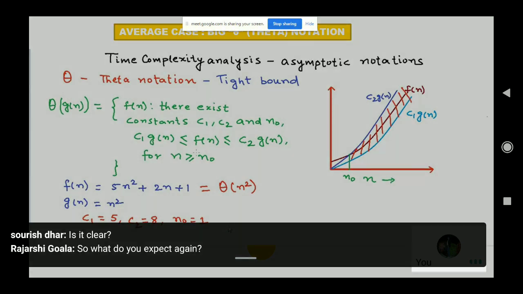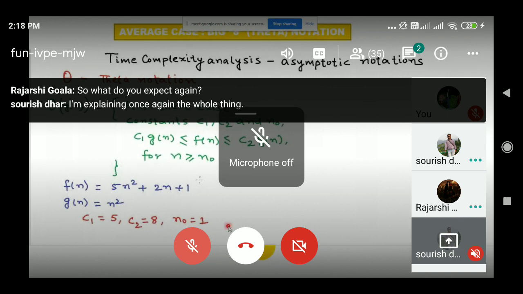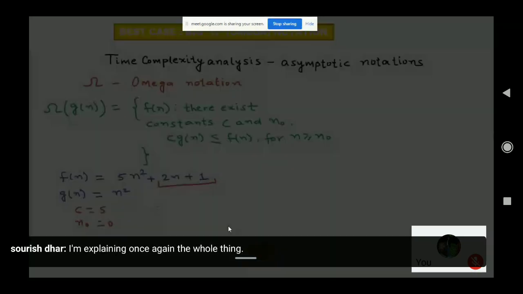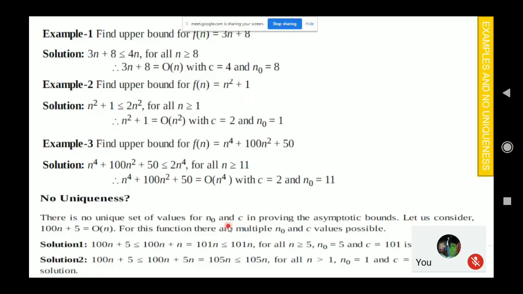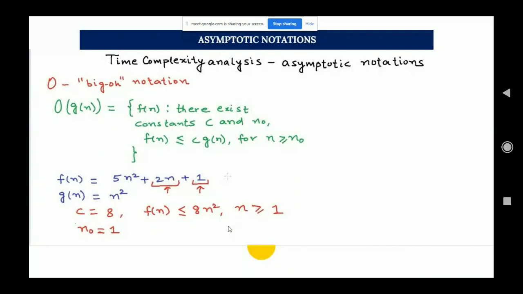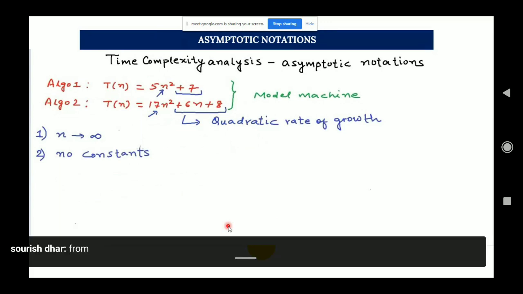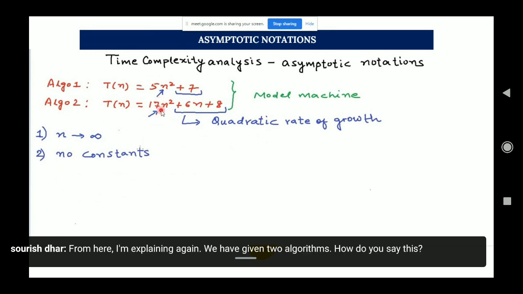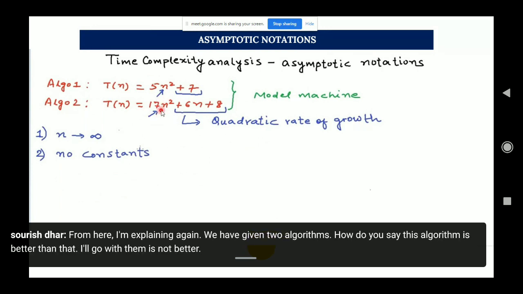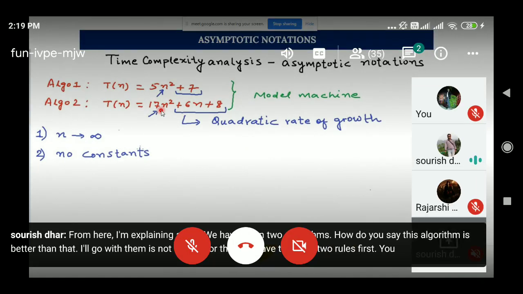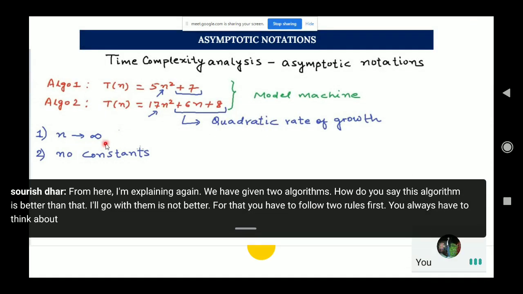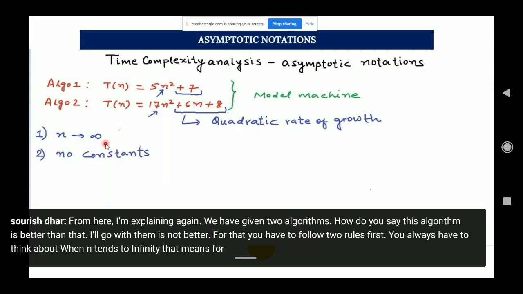I'm explaining once again the whole thing. From here, I'm explaining again. We have given two algorithms. How do you say this algorithm is better and that algorithm is not better? For that, you have to follow two rules. First, you always have to think about when n tends to infinity. That means for larger values of n. That means for approximation of n if it becomes very large.